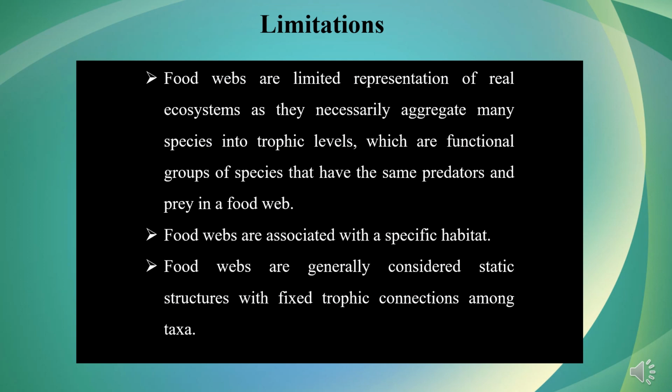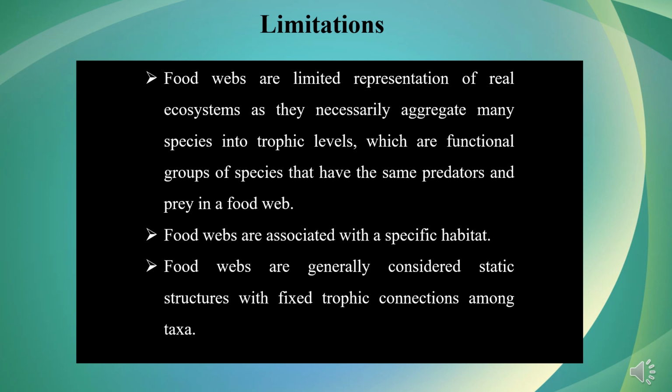Then let's discuss its limitations. Food webs are limited representations of real ecosystems as they necessarily aggregate many species into trophic species, which are functional groups of species that have the same predators and prey in a food web. They thus illustrate a tiny portion of the complexity of real ecosystems. And food webs are associated with a specific habitat. For example, the food web of a lake, the food web of a forest, or the food web of a cave.